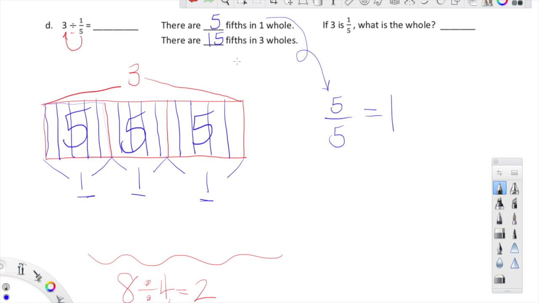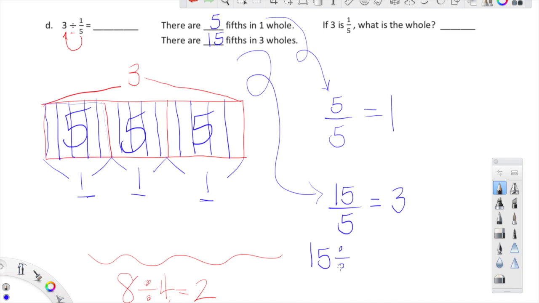5, 10, 15. That makes all the sense in the world because 15 fifths is equal to 3 because 15 over 5 is equal to 15 divided by 5. We can rewrite that as a division expression. And you guys know 15 divided by 5 is equal to 3. Hot dog.